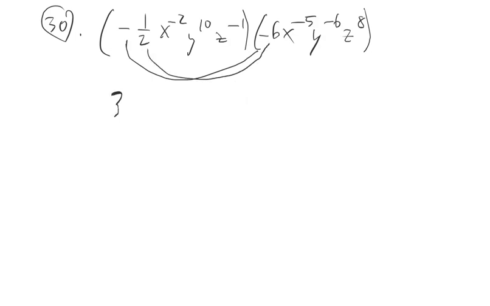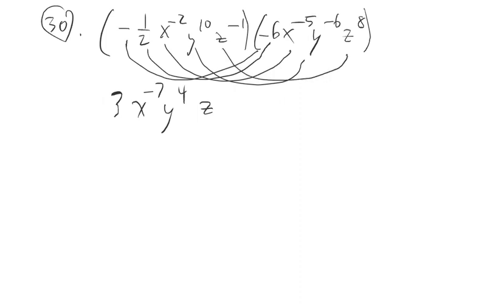Then you do x times x. Well, when you multiply the same letter, you just add the exponents. So you take the exponent of -2 plus -5, and you get x to the exponent of -7. And then you do the y's. So y to the 10th times y to the -6. 10 plus -6 is 4, so you get y to the 4. And then you have z. Then you add those exponents. -1 plus 8 is 7, so you have z to the 7.